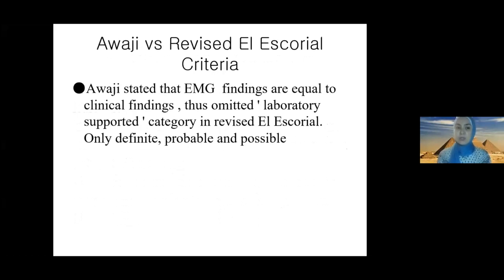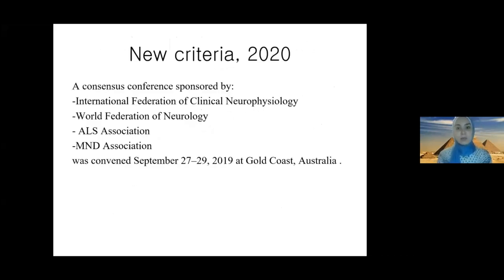Again, to remind you, the difference between Awaji and revised El Escorial is that they omitted the laboratory supported category. And then in 2020, a consensus conference sponsored by the International Federation of Clinical Neurophysiology, the World Federation of Neurology, the ALS Association, and the Motor Neuron Disease Association convened in 2019 at Gold Coast, Australia.